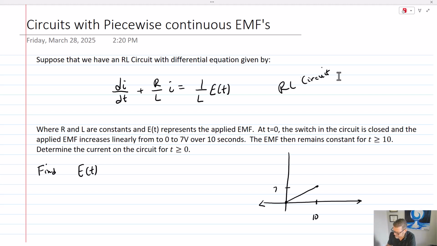That's because it's y2 minus y1 over x2 minus x1, so it's going to end up being 7/10 t, and that holds for 0 less than or equal to t less than 10. Then it's going to stay at 7 volts for all t greater than or equal to 10. And so that's our piecewise continuous function. You can check that it's piecewise continuous.